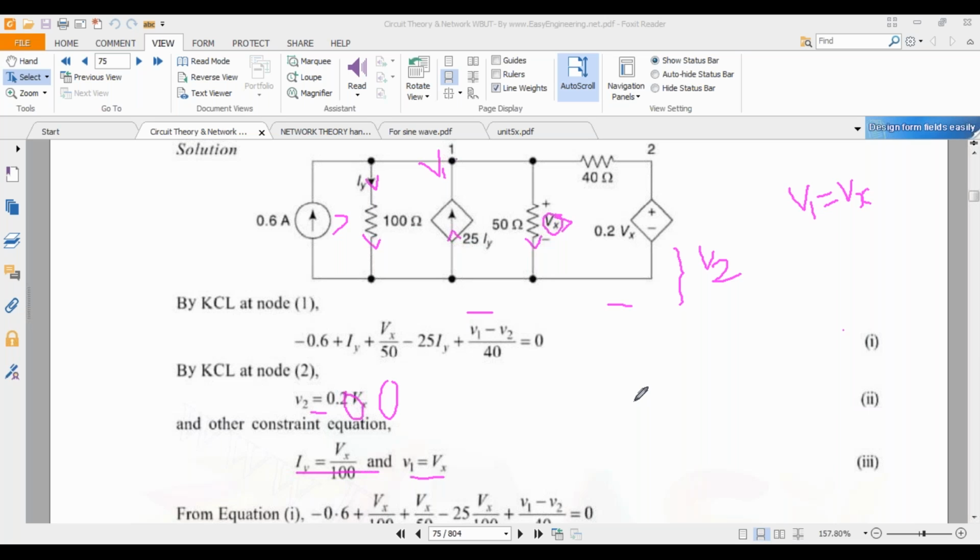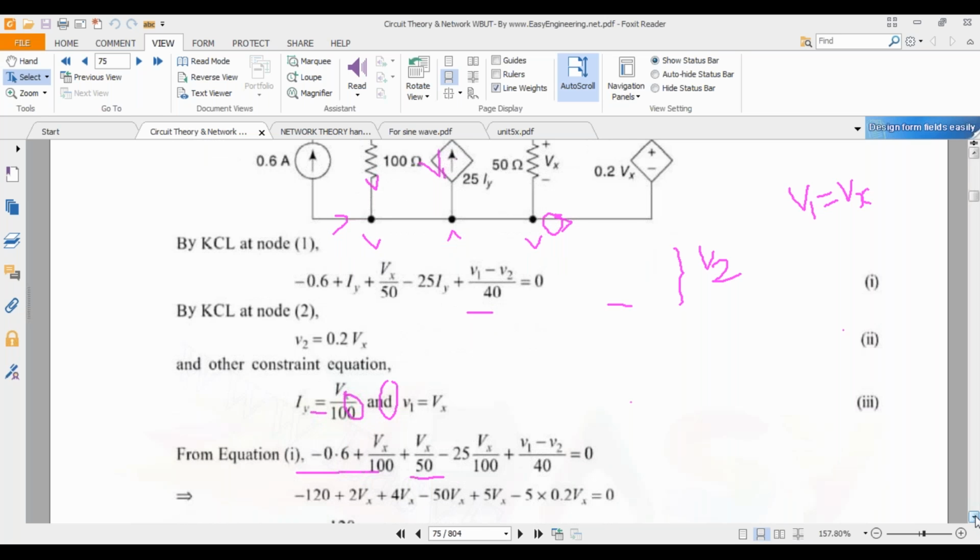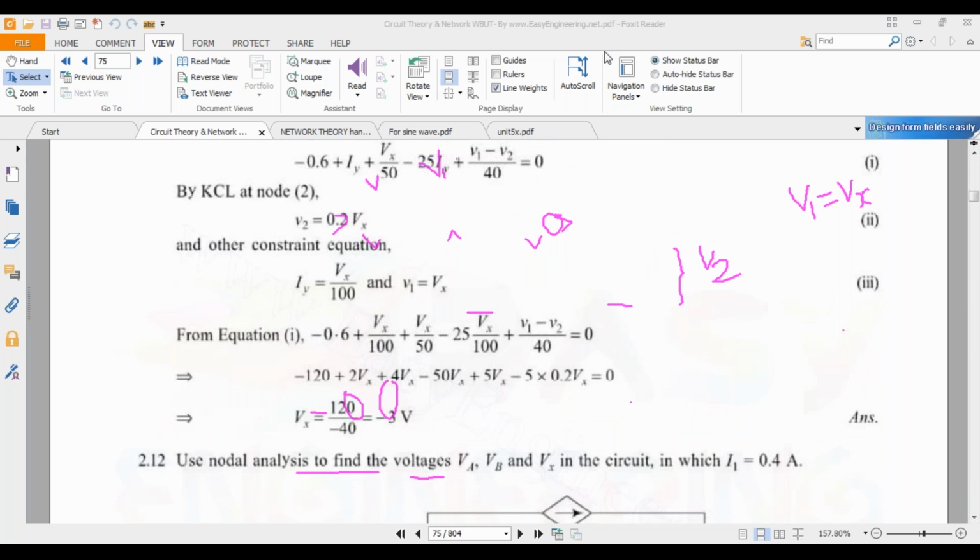Okay, and substituting that value in the above KCL equation, and simplifying the circuit, you can get the value of Vx as minus 3 volts. Vx is equal to minus 3 volts.